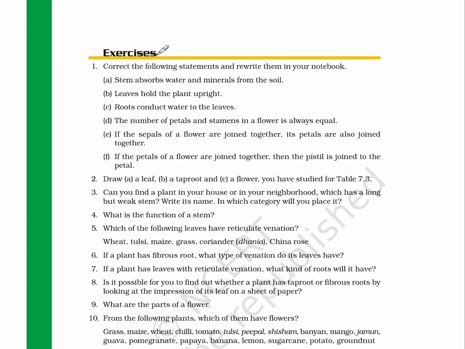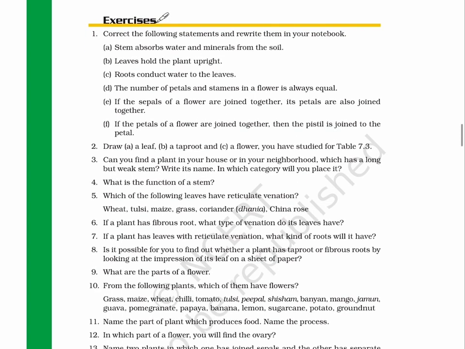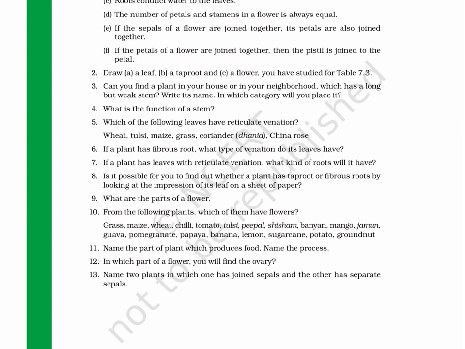2. Draw A. A leaf, B. A taproot, and C. A flower. You have studied for Table 7.3. 3. Can you find a plant in your house or in your neighborhood which has a long but weak stem? Write its name. In which category will you place it? 4. What is the function of a stem? 5. Which of the following leaves have reticulate venation? Wheat, tulsi, maize, grass, coriander, dhania, China rose.